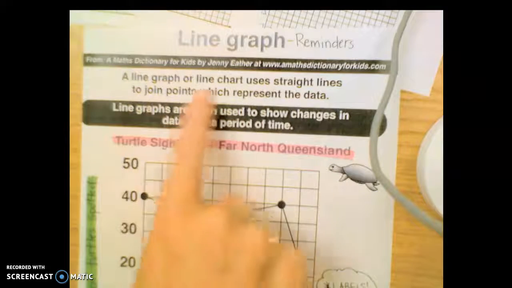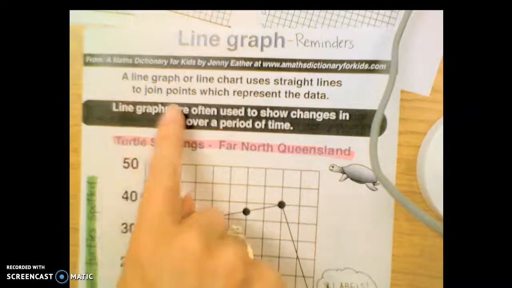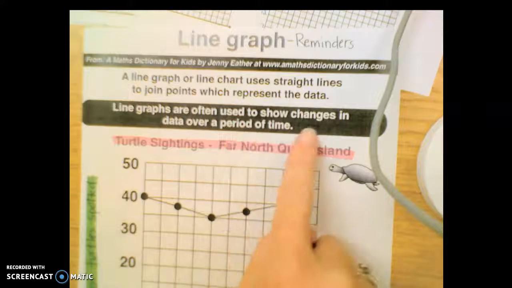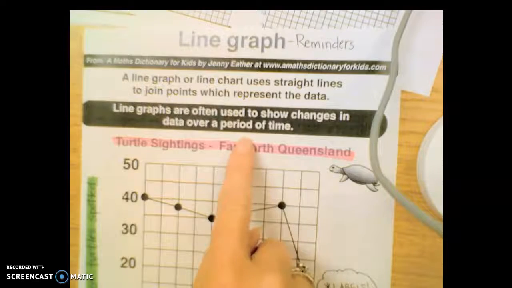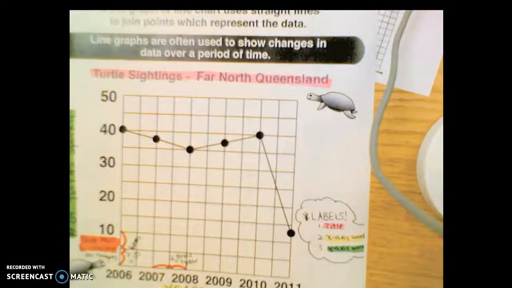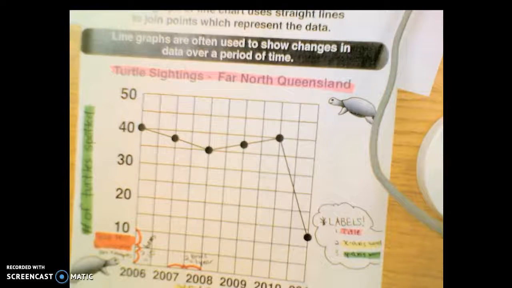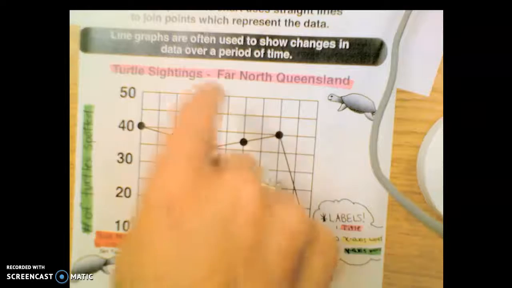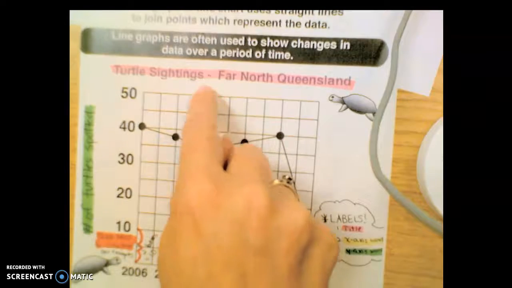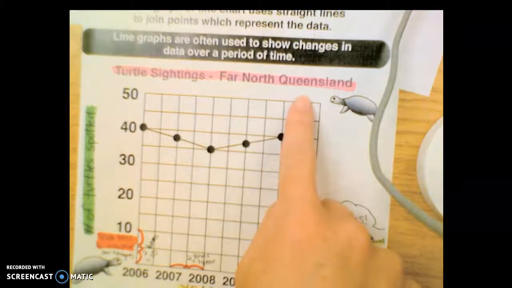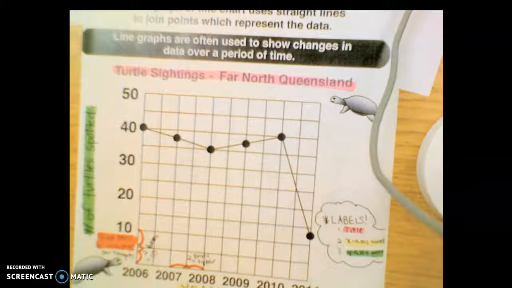So a line graph or line chart uses straight lines to join points which represent the data. Line graphs are often used to show changes in data over a period of time. A couple of parts that always go with a line graph is you need to make sure that you always have a title. Just like when we're creating tables, we need to tell our reader what they're looking at. So when you see your title, Turtle Sightings, Far North Queensland, we know exactly what we're looking at.